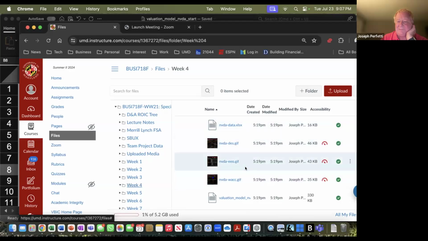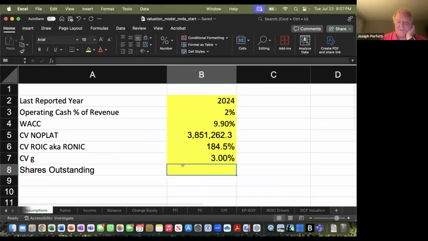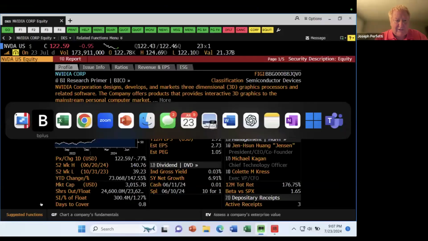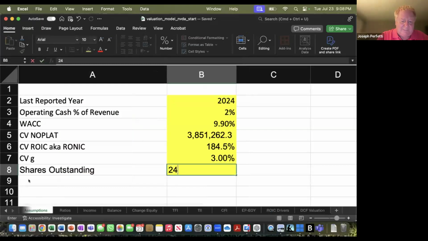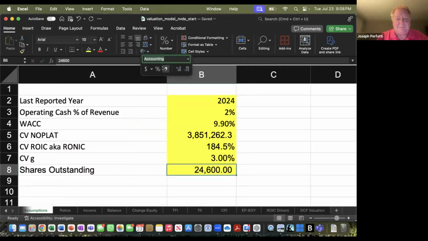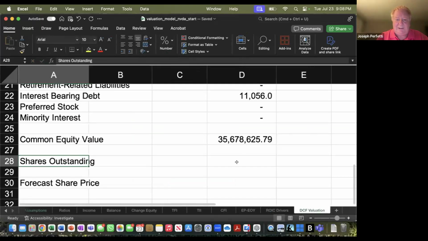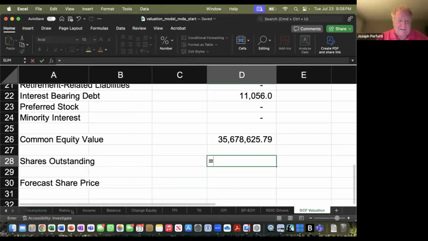a current model. One of the pieces of data we'll use off the DES screen, there's going to be 2, is the share count. So that I have put into this cell. Again, the number was 24.6 billion, so 24,600. Our models are in millions. So the DCF valuation equals that assumption.